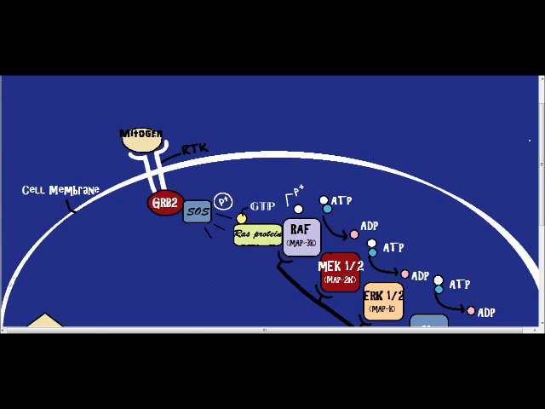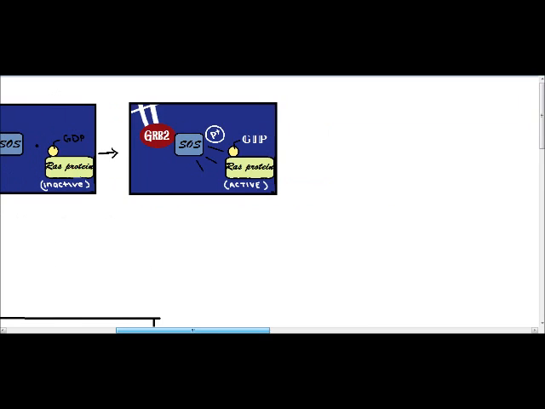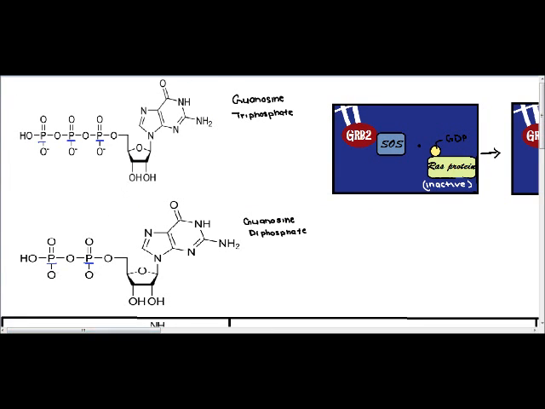So we can take a closer look at what happens here. RAS protein is a G protein, which means when it's inactive, it has GDP bound to it, and when it's active, we can see here that it has GTP bound to it. GTP has 3 phosphates, as you know, and GDP, guanosine diphosphate, has 2 phosphates.